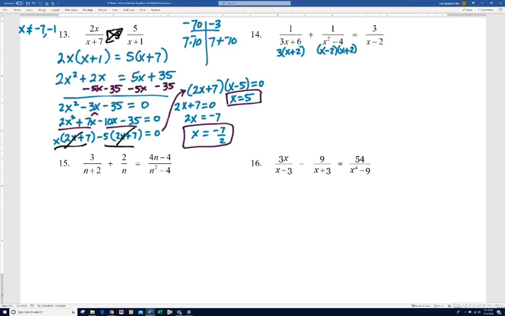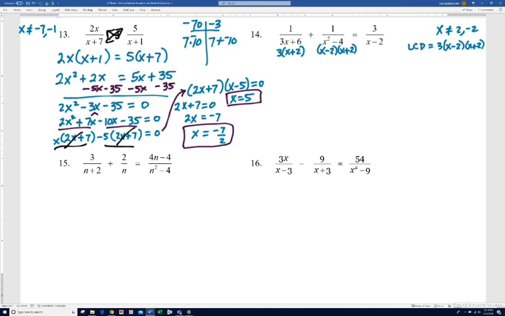And so you can see our LCD. Well, there's only one numerical factor, so it'll have the 3 in it. And then you also have x minus 2 and x plus 2, which would indicate that x can't be 2 or negative 2. Those are restricted values. So our LCD is 3 times x minus 2 times x plus 2.